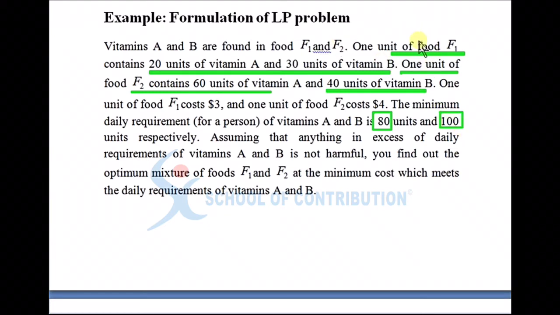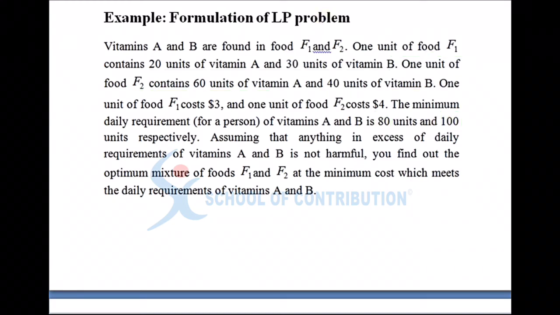So we know from food F1 we get 20 units of vitamin A and 30 units of vitamin B. From food F2 we get 60 units of vitamin A and 40 units of vitamin B. And in total in a day we need 80 units and 100 units of vitamin A and B. Okay. Now if we move on, we can categorize these elements nicely.